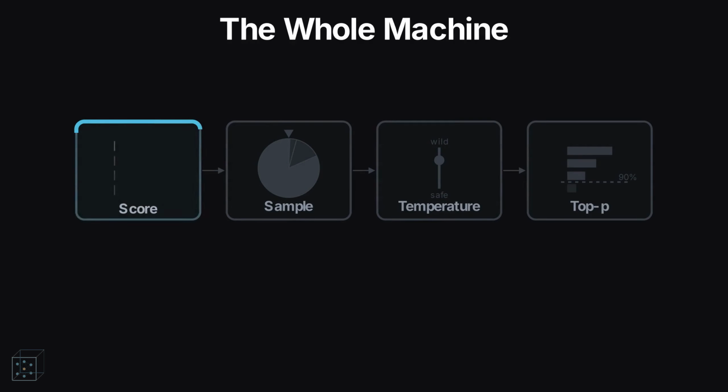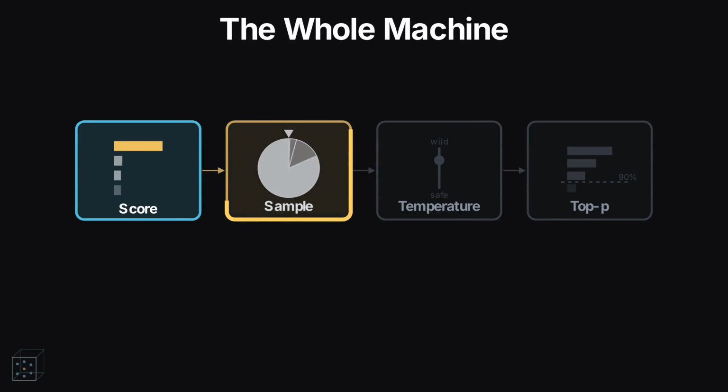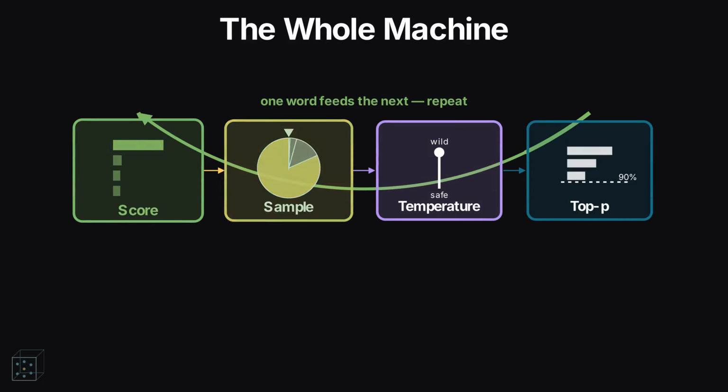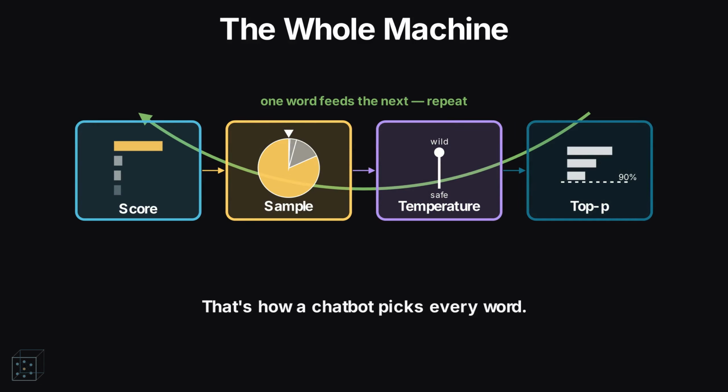So here's the whole picture. The model never picks a word. It scores the entire vocabulary with a probability. Then it samples a weighted spin of a wheel, not a grab for the top. Temperature decides how big a gambler it is, safe and sharp, or wild and flat. Top P quietly throws out the silly words before the spin, and the whole thing loops, one word feeding the next, until the sentence is done. That's how a chatbot picks every word.